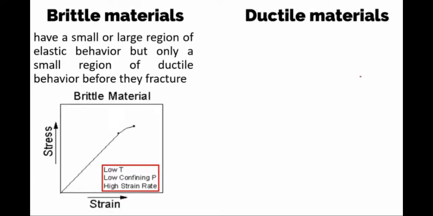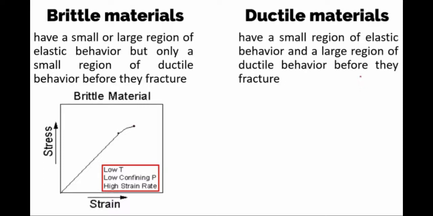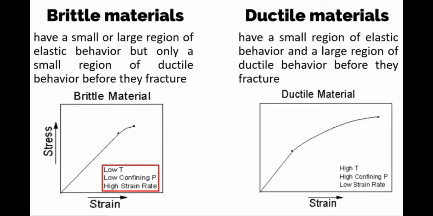Next, we have the ductile materials. They have a small region of elastic behavior and a large region of ductile behavior before they fracture, meaning you can only stretch it to a minimal point where it returns to its original form. But the range between the elastic limit and the fracture is very wide. It doesn't fracture easily. This is best described by this graph.